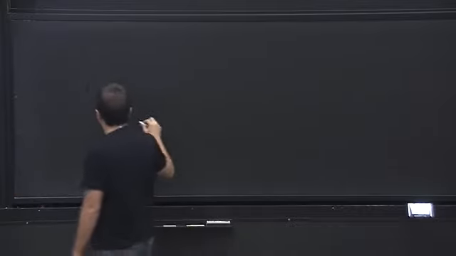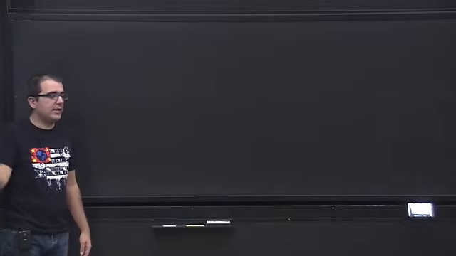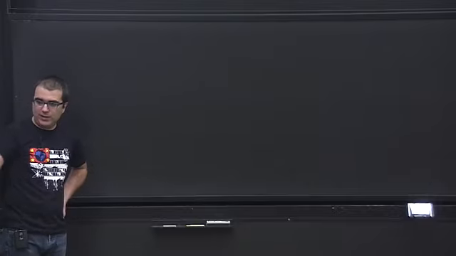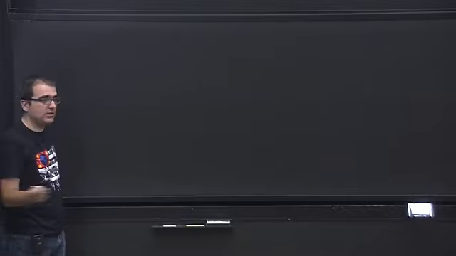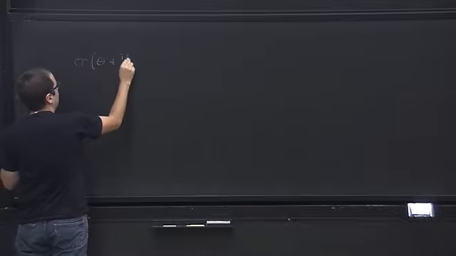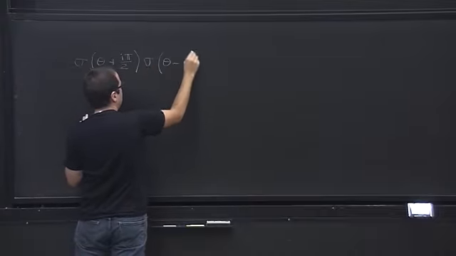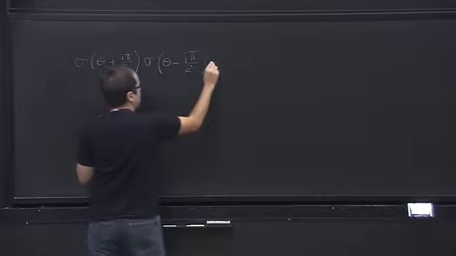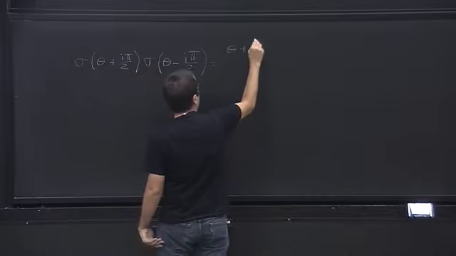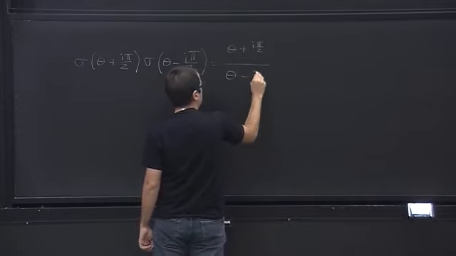Okay, good. So I want to spend some time with some simple math, because I think this is the kind of equation that you might encounter in many situations. So I want to tell you, actually not one, but a few ways of solving this equation. So the goal is just to solve this equation: sigma of θ plus iπ/2 times sigma of θ minus iπ/2 equals θ plus iπ/2 divided by θ minus iπ/2.